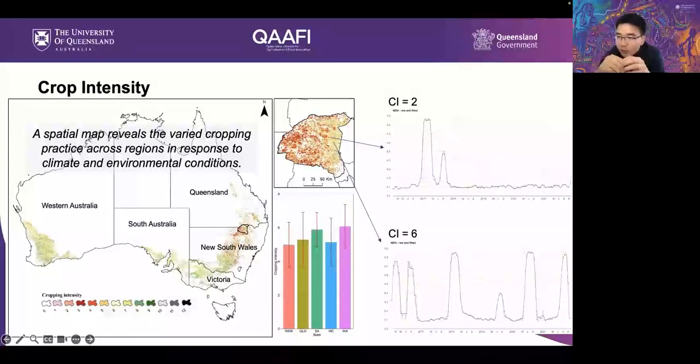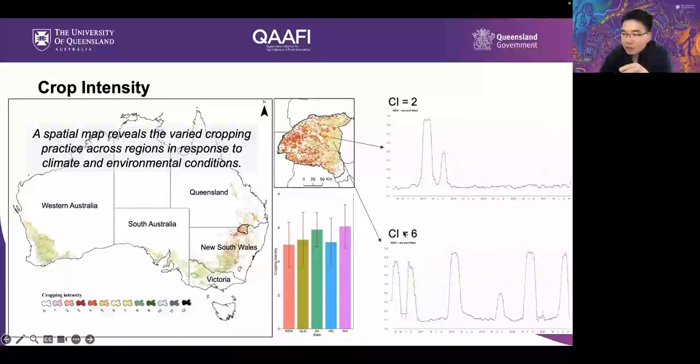Meanwhile, we can also see in Queensland and the northern part of New South Wales, these regions are showing relatively less frequent agricultural cycles. And on the graphs on the right side of the slide, we have these two demonstration profiles of the crop intensity at two specific locations. For instance, a crop intensity of two indicates a lower crop cultivation activity, which can be seen in the very sparse peaks of the graph.